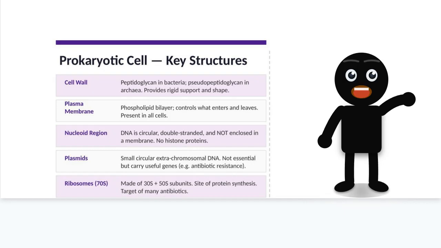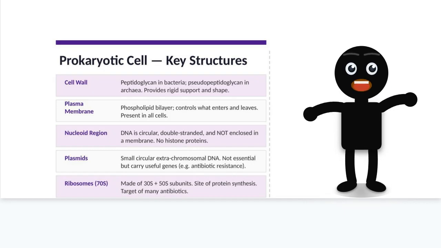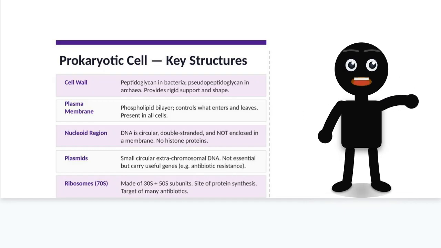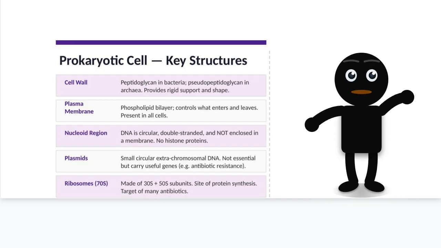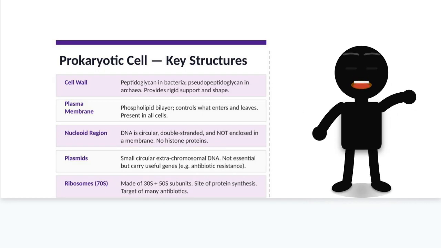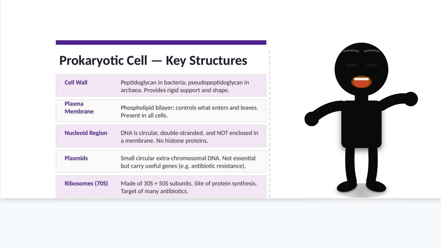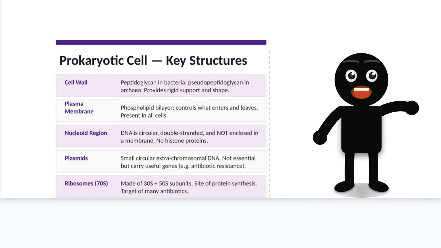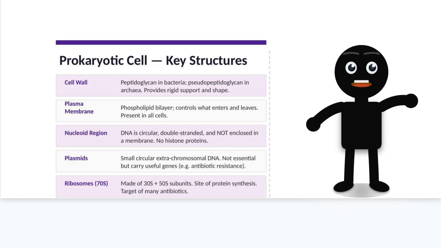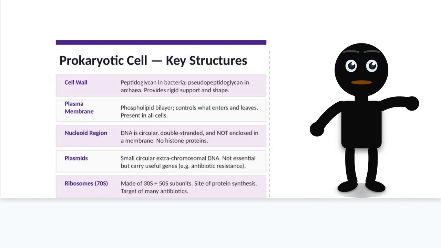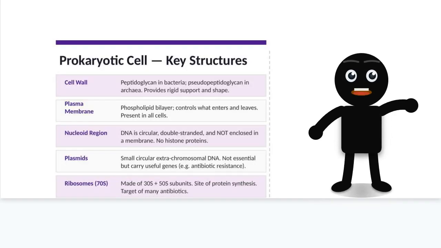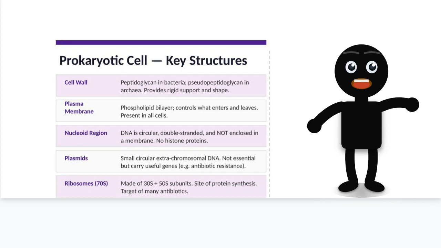The nucleoid region is where the DNA is located. It is circular, double-stranded DNA, but it is not enclosed in a membrane. This is the key distinction. Prokaryotes also have plasmids, small circular pieces of extra DNA that are not part of the main chromosome. They carry genes for things like antibiotic resistance, which is why bacteria evolve resistance so quickly.